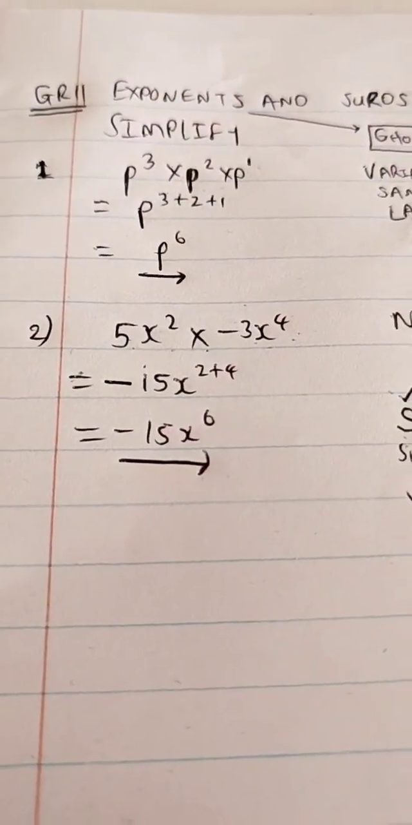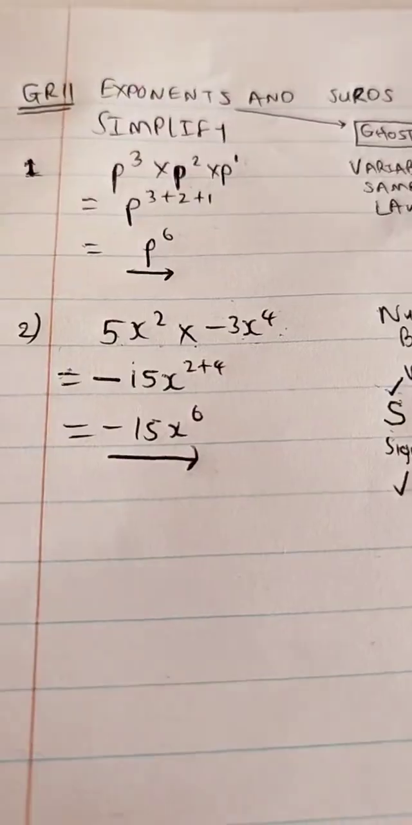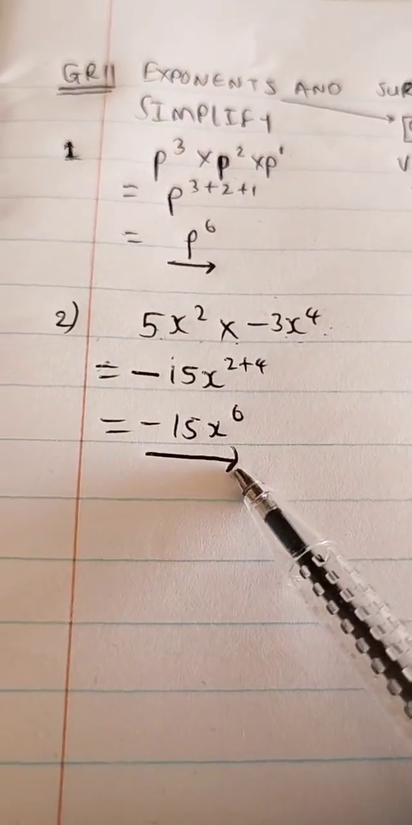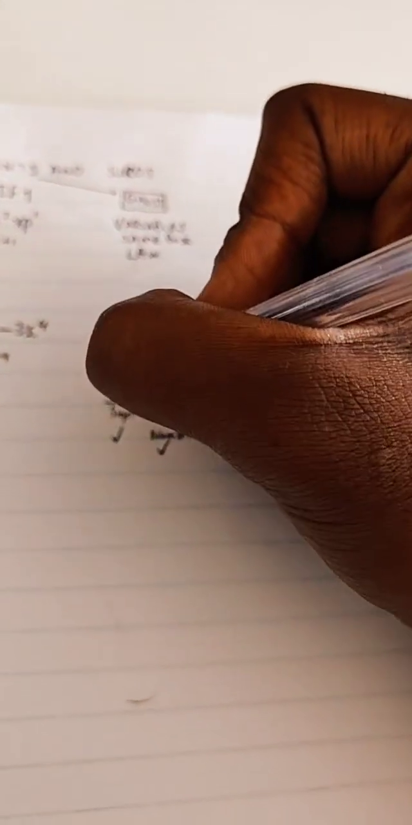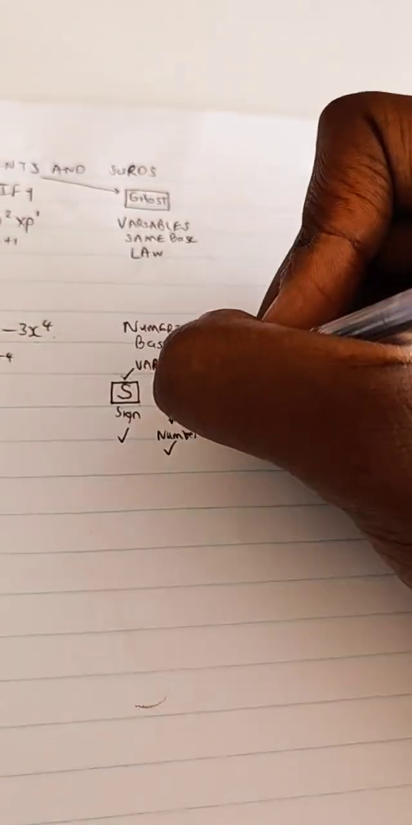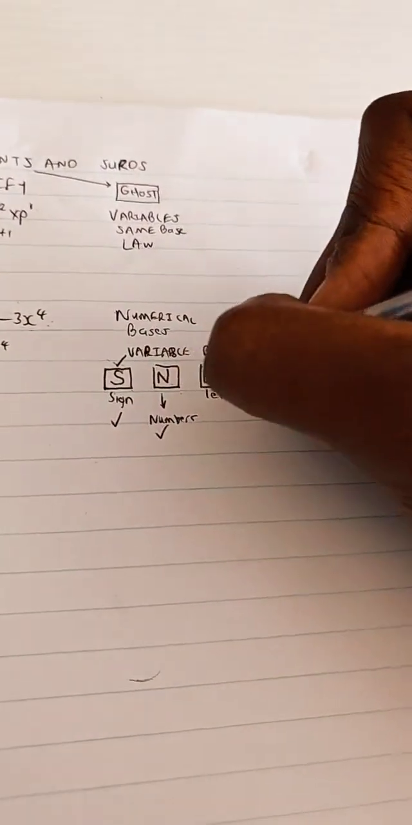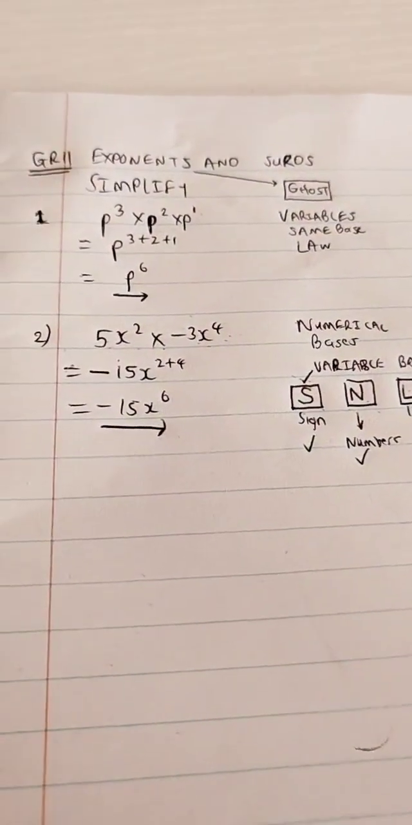So our final answer, as has been said by many that came into the live before, is negative 15x to the power 6. And particular detail was taken care of when answering this question, because we considered what? The sign, then the number, then the letter. This is very, very important.